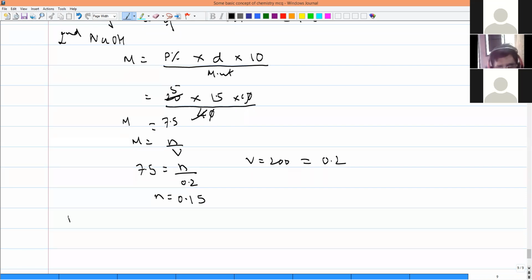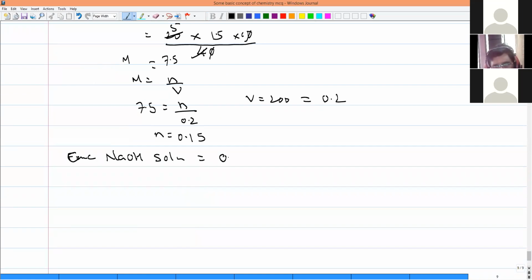So, the final concentration of the final NaOH solution. What did the first one come to? 0.5. And the second one, 7.5 multiplied by 0.2, is 1.5. So 0.5 plus 1.5 comes to 2. The concentration is 2 moles.